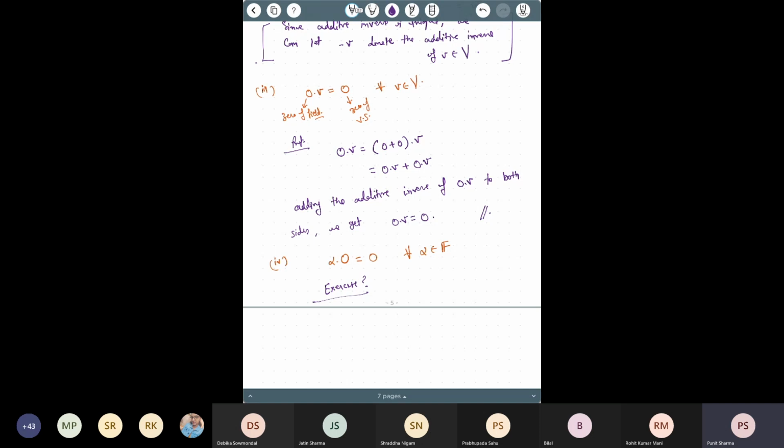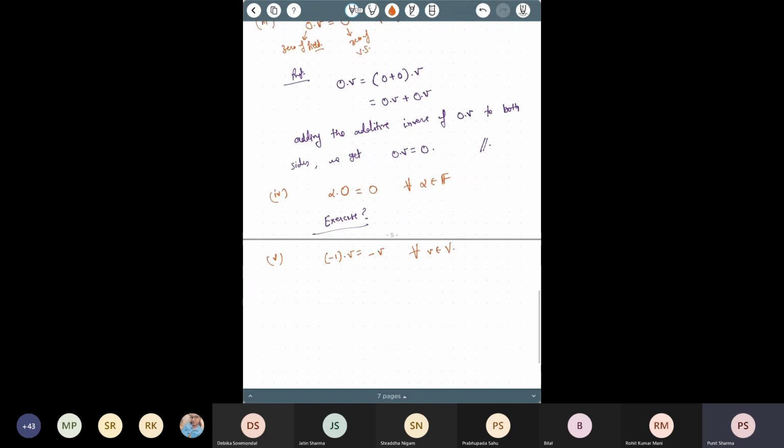Let me write one more property here. When I multiply minus 1, which is in F, the field, so minus 1 is actually the negative of the unit element, to a vector v, then I get minus v. Can you tell me how it is? How would you prove this?